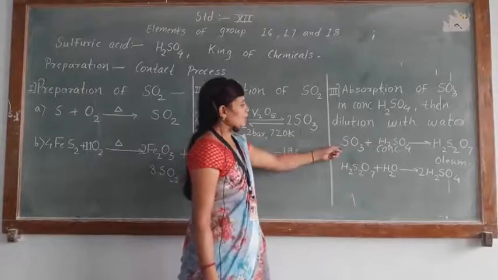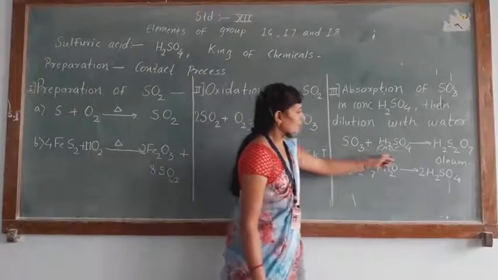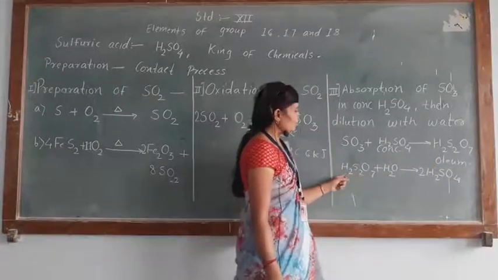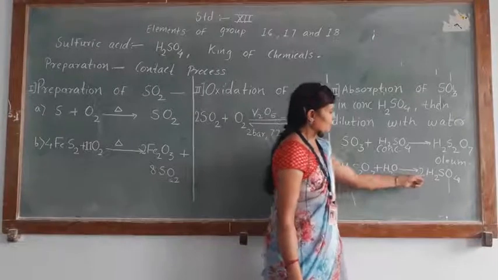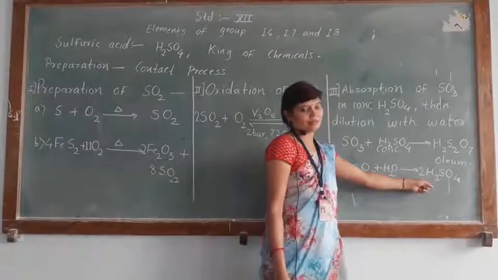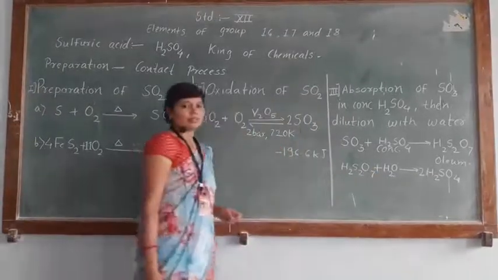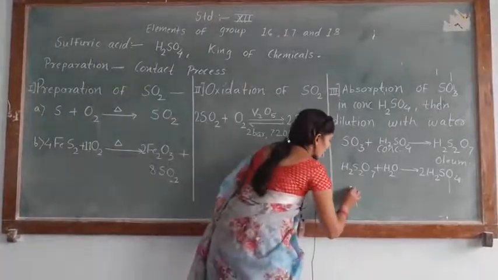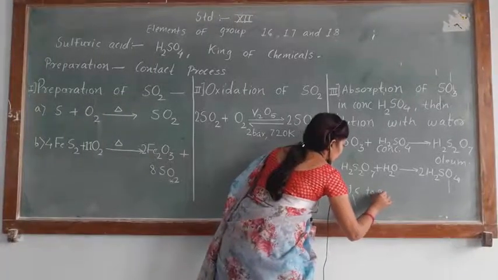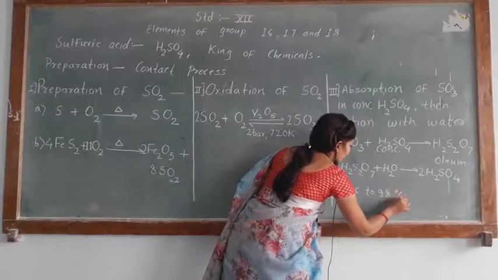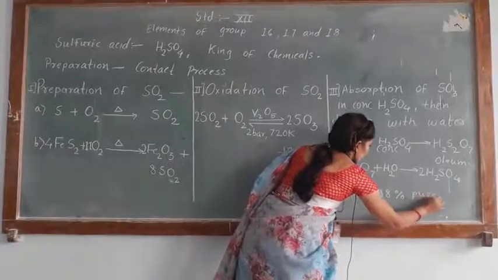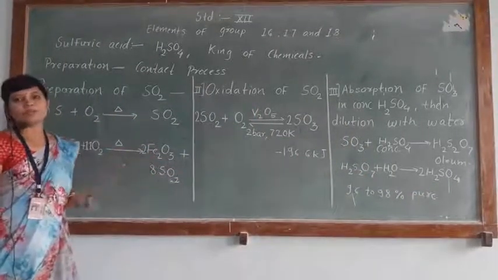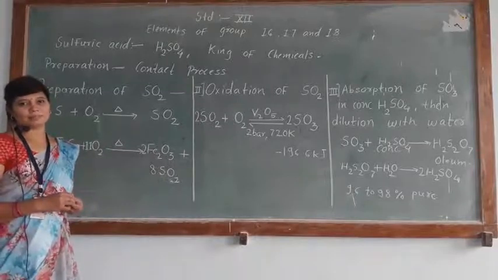So the third step is absorption of sulfur trioxide in concentrated H2SO4 to form oleum, and further this oleum is diluted with water to get the concentrated sulfuric acid. Now see here, the concentrated sulfuric acid which is obtained in all these 3 steps is about 96 to 98% pure. So these are the steps that are involved in the formation of concentrated sulfuric acid. Okay?